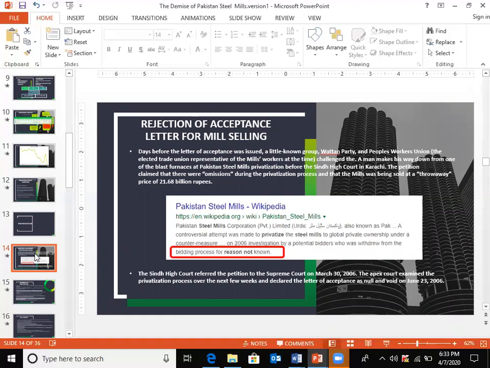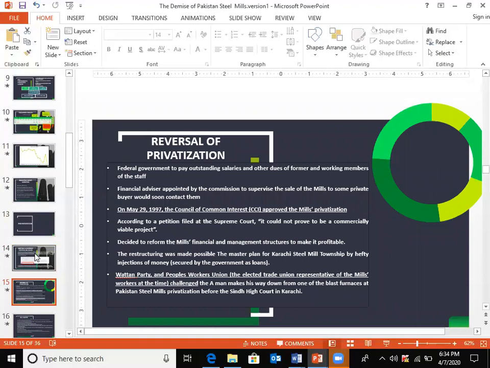But a couple of workers within the steel mills actually went to the Sindh High Court, and they made a case saying that the steel mill should not be sold, that it was being sold at a ridiculously cheap price, and this was wrong. And so the court reversed its idea. It reversed the whole bidding process and basically withdrew it and said that this steel mill will not be sold. So that was a pretty significant event that stopped the privatization.